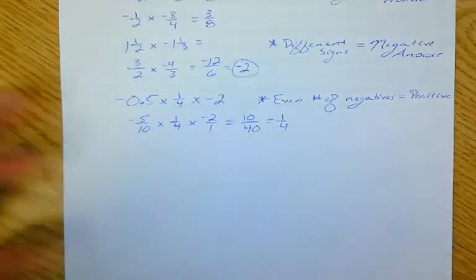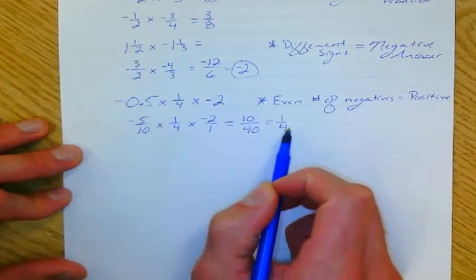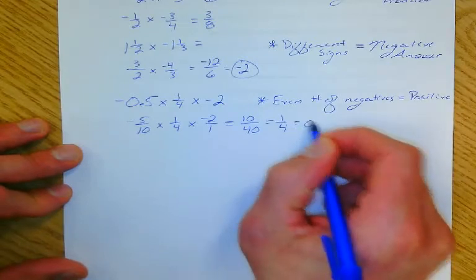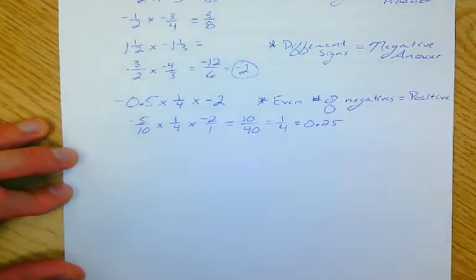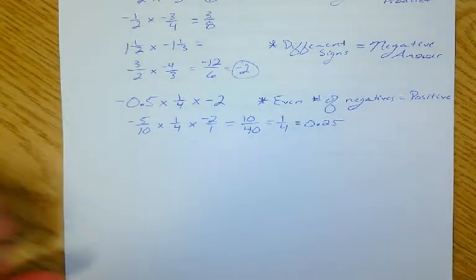And if we wanted to write that as a decimal, 1/4, everybody, is 25/100ths. Just a quick review on fractions and decimals. They're both good.